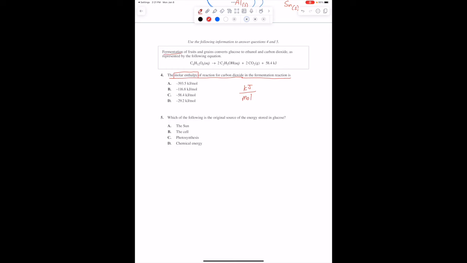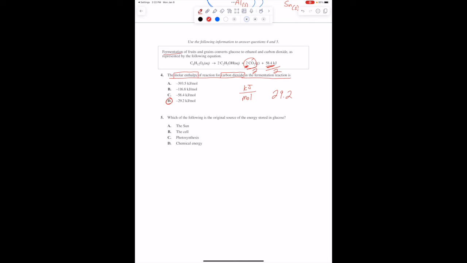For carbon dioxide. Okay, so I just go find CO2. Two CO2s gives us 58.4. So what do I have to do? I just have to divide this by 2, because I want 1 mole of carbon dioxide. So 58.4 divided by 2 is going to give me 29.2. Answer's got to be D. I like questions like that.